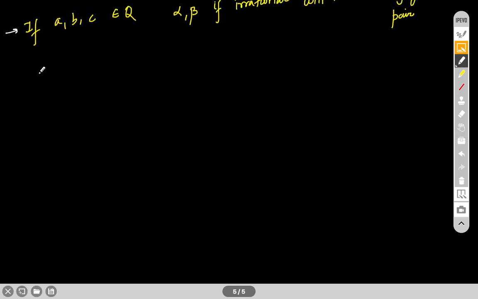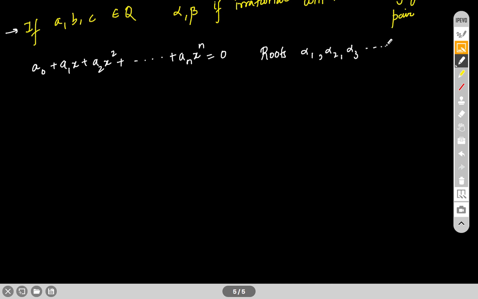The extended version is, let's say, you have any nth degree polynomial equation like this, whose roots are alpha 1, alpha 2, alpha 3, all the way till alpha n. Then the sum of all the roots, let me write it like this, summation alpha 1 will be nothing but minus b by a. Here minus b by a would be minus a n minus 1 by a n.